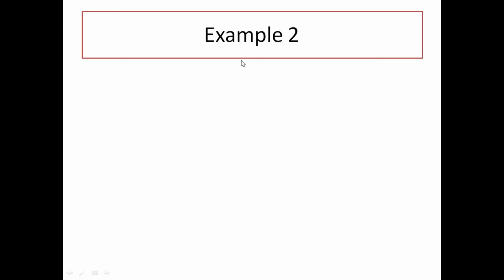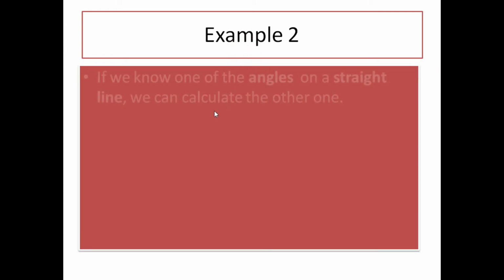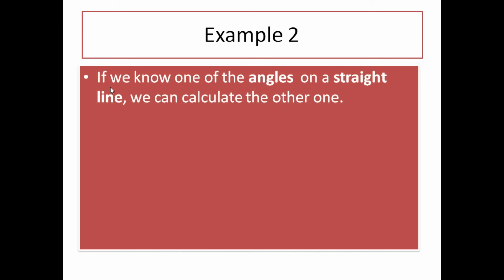You can see here there is example number 2. The important point is, if we know one of the angles on the straight line, we can calculate the other one. So you can see the question here. This is the straight line. The angle formed on the straight line is B and the second one is 160 degrees, and we have to find the value of B. We already know the sum of the angles on a straight line is always equal to 180 degrees. So we can write it as B plus 160 equals 180 degrees.